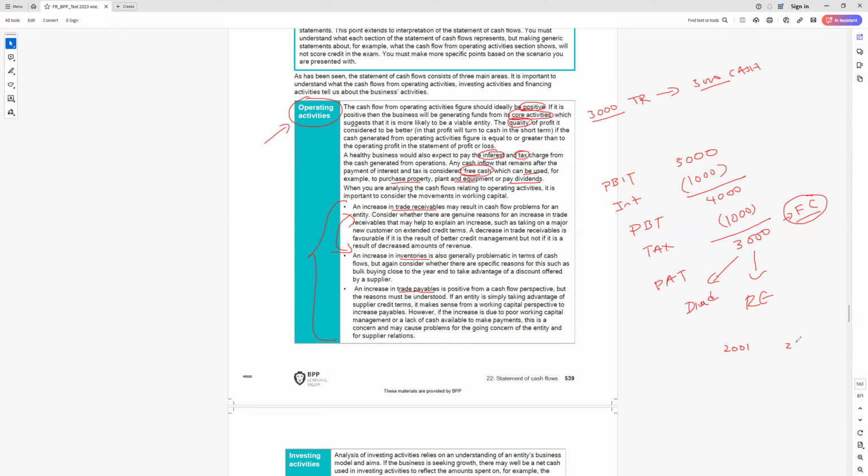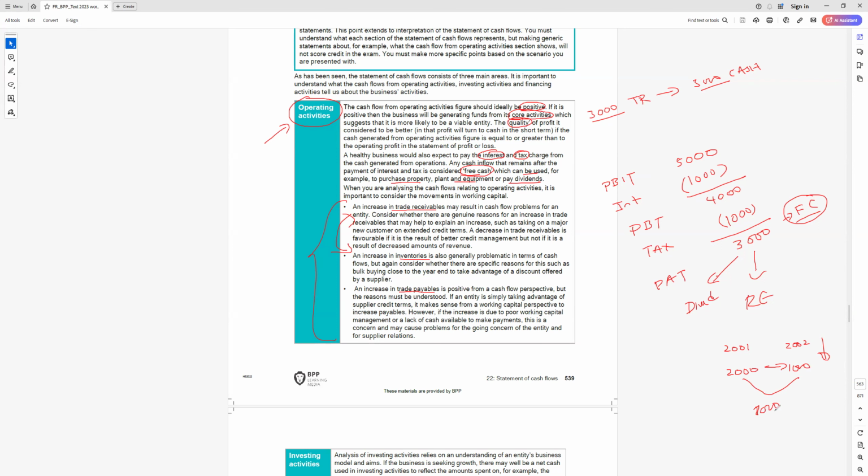2001, let's say 2002. Now, if we have trade receivables in 2001 of 2,000 pound, and in 2002 of 1,000 pound, so it's a decrease. So from 2001 to 2002 is a decrease by 1,000. That means we have a cash inflow of 1,000. It is decreasing, meaning the customer paid me. And it looks like it's good.